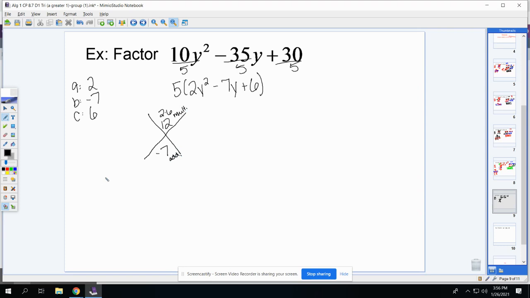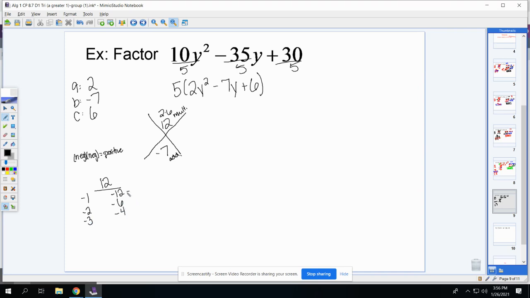With a negative on the bottom here, that tells me we probably are going to need some negative numbers, right? No two positive numbers can add to be negative. We're going to need some negative numbers. So I know a negative times a negative is equal to a positive. Well, let's go ahead and start multiplying here. So -1, -12, -2, -6, -3, -4.